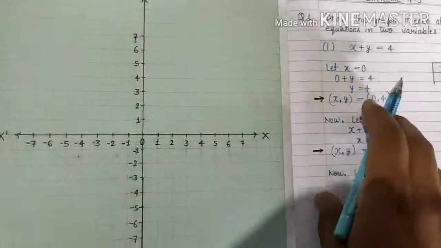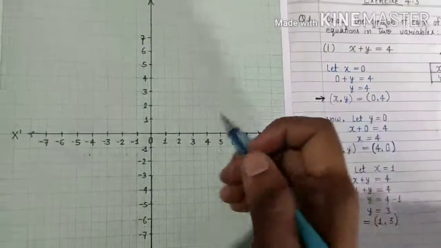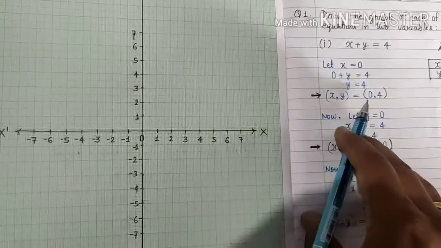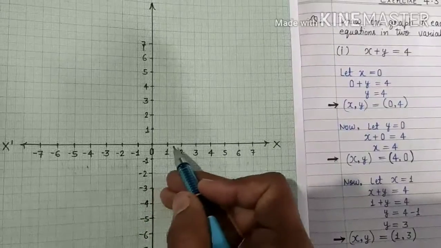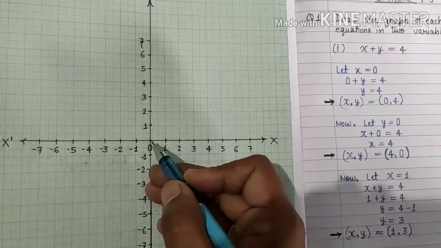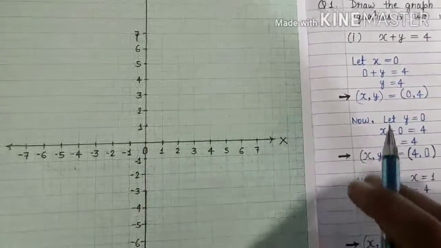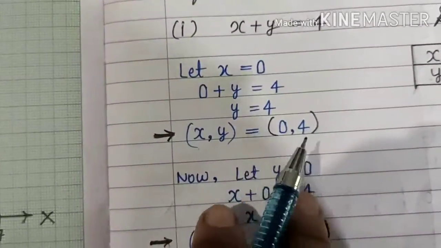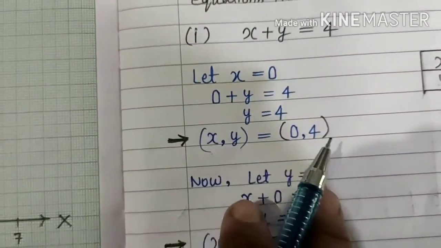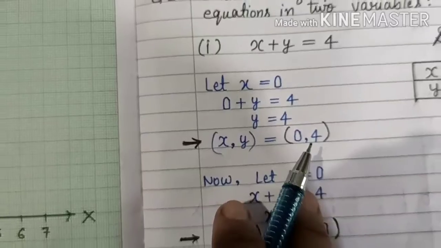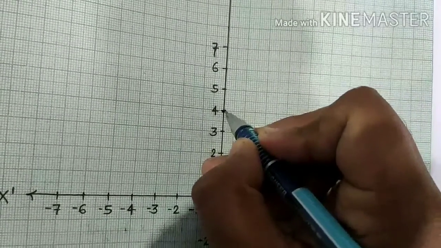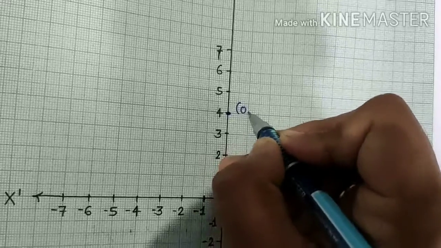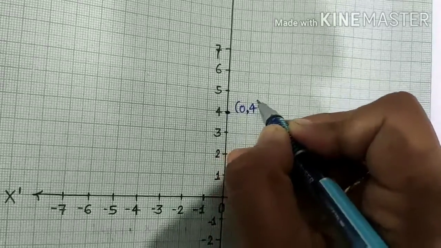So our first solution was 0 comma 4. So 0 comma 4 means the x value is 0, and the y value is 4. When the x value is 0, what is the value of y? The y value is 4. So whenever we get an equation like this with solution 0 comma 4, the y value is 4, so we will show this on the vertical line, here. It shows 0 comma 4. We can write here 0 comma 4.